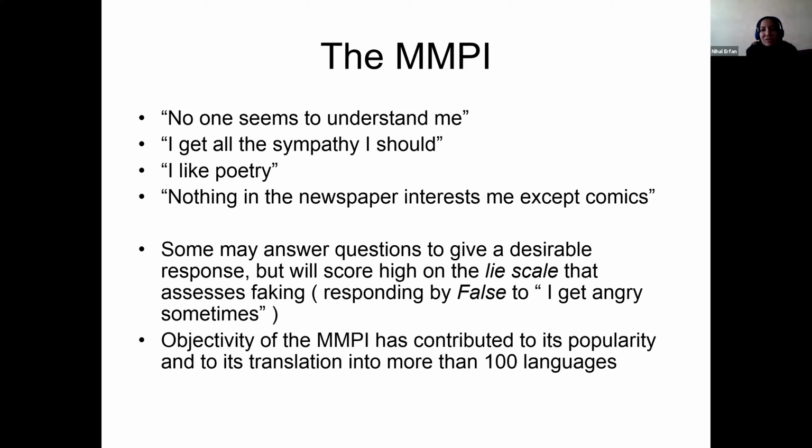So some may answer questions to give a highly desirable response, but they will score high on the lie scale. Okay, so it assesses faking responses. For example, I get angry sometimes. If someone puts that as false, that's taken as a lie because we all get angry sometimes. So it's really false to say that you don't. Okay, so they have these questions among the 549 that are meant to pick up on whether you're lying or not. Because it's so objective and has become so popular, it's been translated into more than 100 languages.